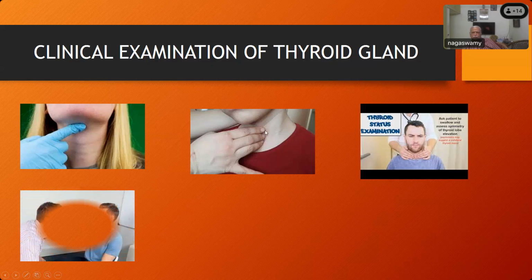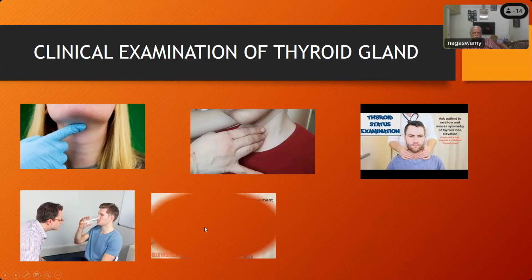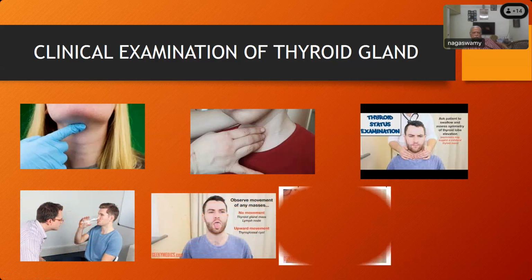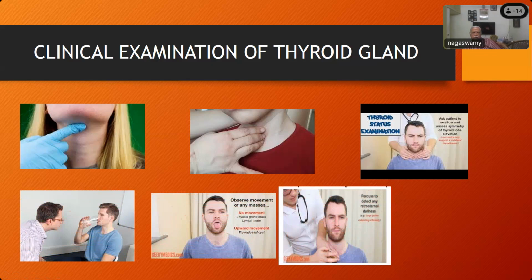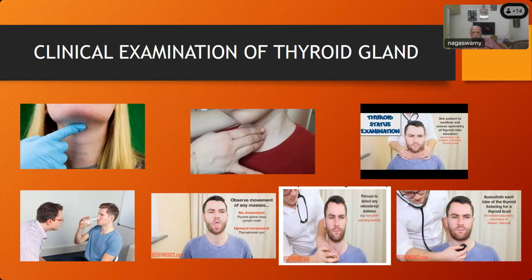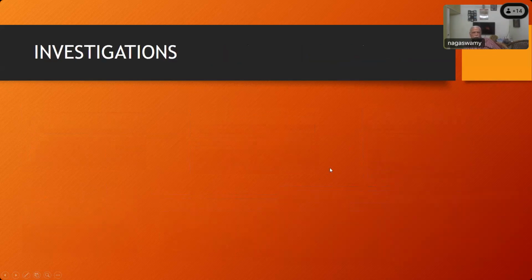And this is the posterior way to palpate. This is observing the deglutition. This is the tongue protrusion. This is the percussion over the manubrium sterni, and this is the auscultation over the gland. So sometimes on ward rounds, if they ask you to demonstrate how you will examine the gland, then all these points may be useful.